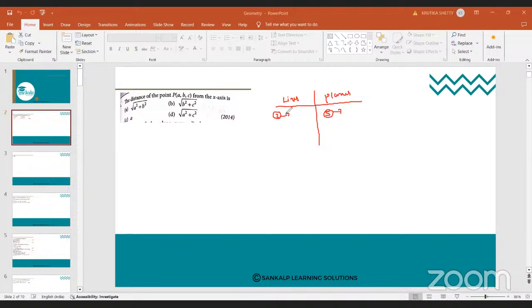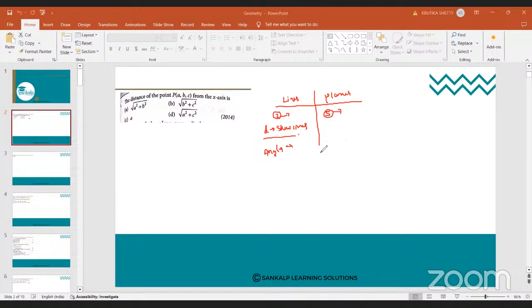Then in lines, distance between skew lines. You can expect a question from here. For the distance between skew lines, you need to know the formula both in vector form and Cartesian form. And then the concept of angle between lines.